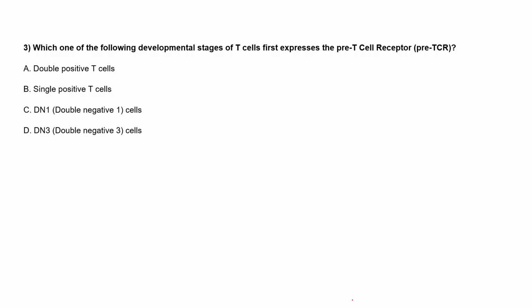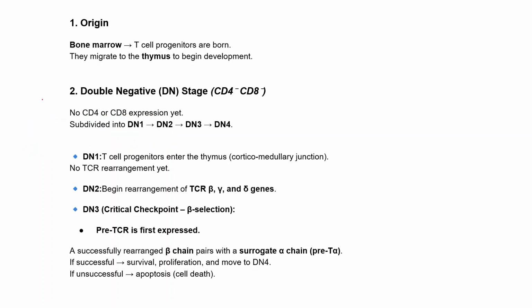So moving to the third question: which one of the following developmental stages of T cell first expresses the pre-TCR? Option D, double negative T cells. Very good, you are right. That is double negative. As I mentioned in the earlier slide, the bone marrow produces the progenitors, which then migrate to the thymus. After that comes the double negative stage, which is negative for both, and it is subdivided into double negative one, two and three, which are critical checkpoints.